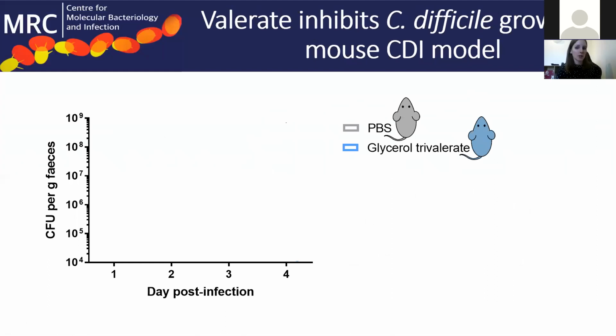Great. So the next question we asked was, what happens if we give valerate as a treatment for C. diff infection? The way that we had to do this was using a mouse model. We had 2 different groups of mice, and both had C. diff infection. The first group received PBS as a control, and the second group received a molecule called glycerol trivalerate. This is administered because valerate, you can see it here, is thought to be more quickly absorbed. They were administered valerate by oral gavage, so in their mouth. We wanted to make sure that the valerate got to the gut, but there's a possibility it's going to be absorbed into their bloodstream before it reached their gut.